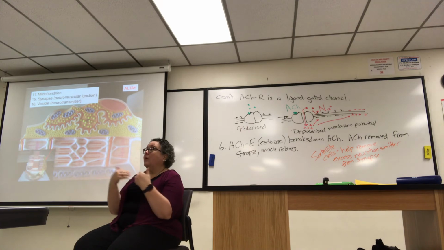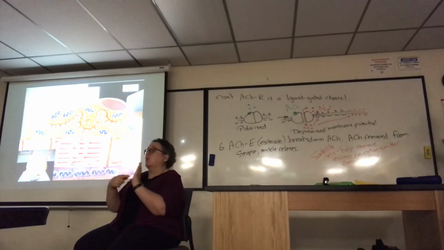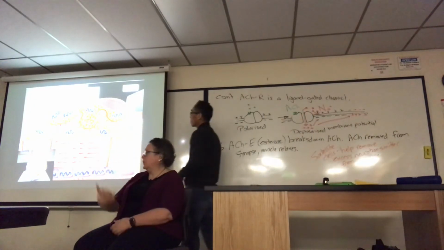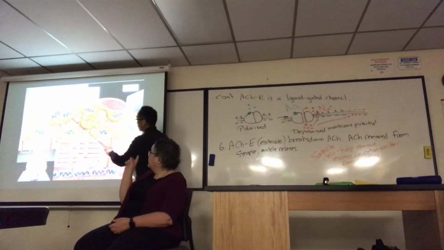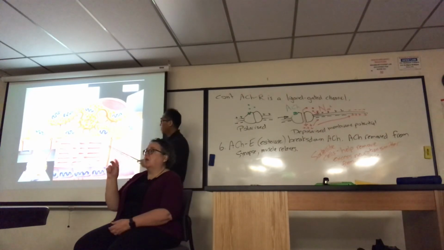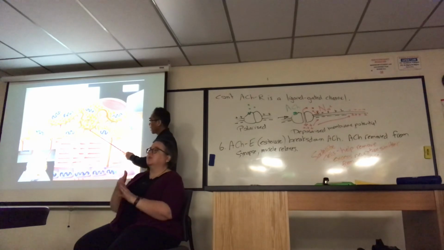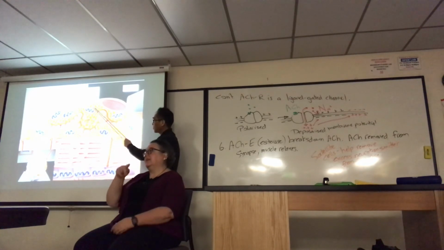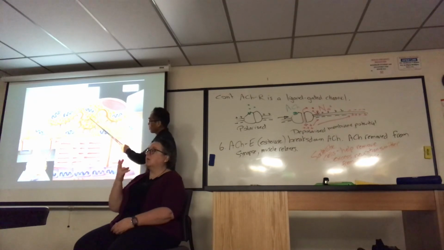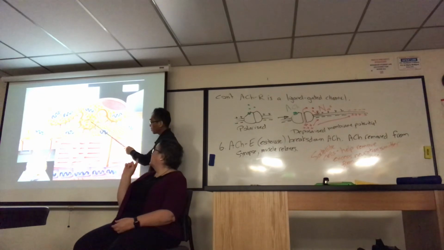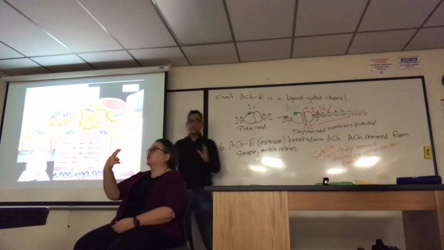Lights off. Okay, this is our axon terminal. And so this is the presynaptic cell, basically. You have the synapse there. You have some mitochondria. So these little vesicles, that's our ACH. Okay, the little yellow balls symbolize the ACH.